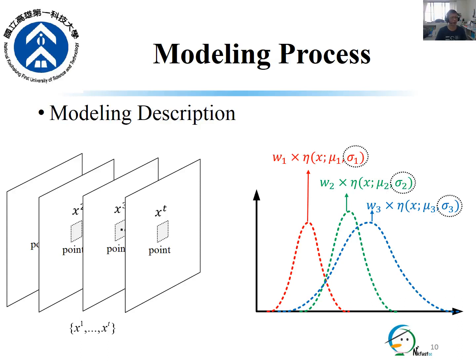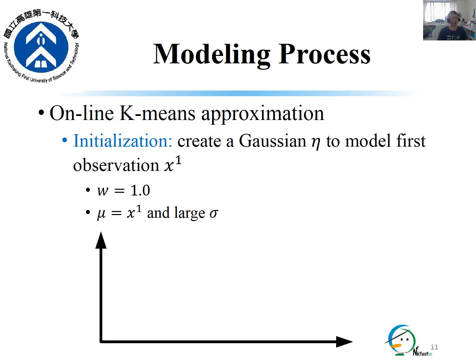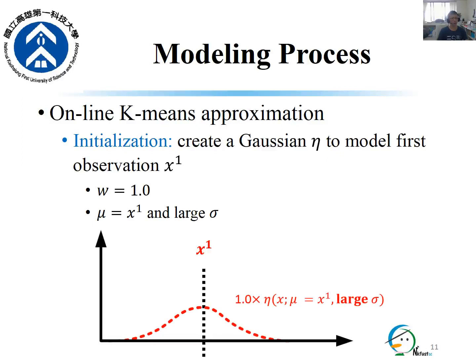In this paper, an algorithm called the online k-means approximation is used. At initial, we have the observation S1. Online k-means approximation algorithm directly creates a Gaussian to model the observation with weight equal to 1.0, mu equal to x1, and a large sigma.